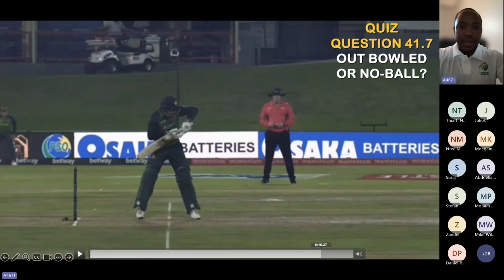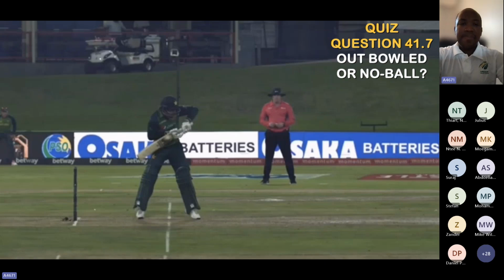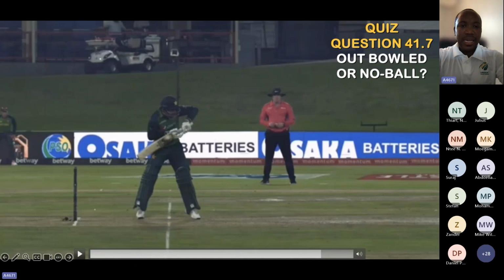I'll just freeze it at this point. And what's interesting to note there is the striker's end umpire, Adrian Holdstock, in this particular match, is standing probably about 2 meters in front of the popping crease. A lot of people often ask why. The simple reason is that you can see in the background there is a camera in line with the popping crease. So if he were to stand in line with that camera, in line with the popping crease, he would be blocking the view of that camera.